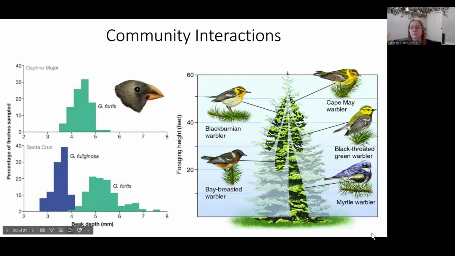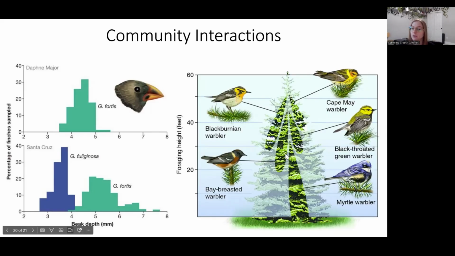Here's an example. I have a population of birds that are going to live in one tree. Let's look at the birds on the right first. We have all these different warblers. We're going to have foraging height, and we're going to have our tree in the center. If they all wanted the full tree, that would be a lot of competition and a huge amount of niche overlap. Instead, each different type of warbler takes a different part of the tree to forage.